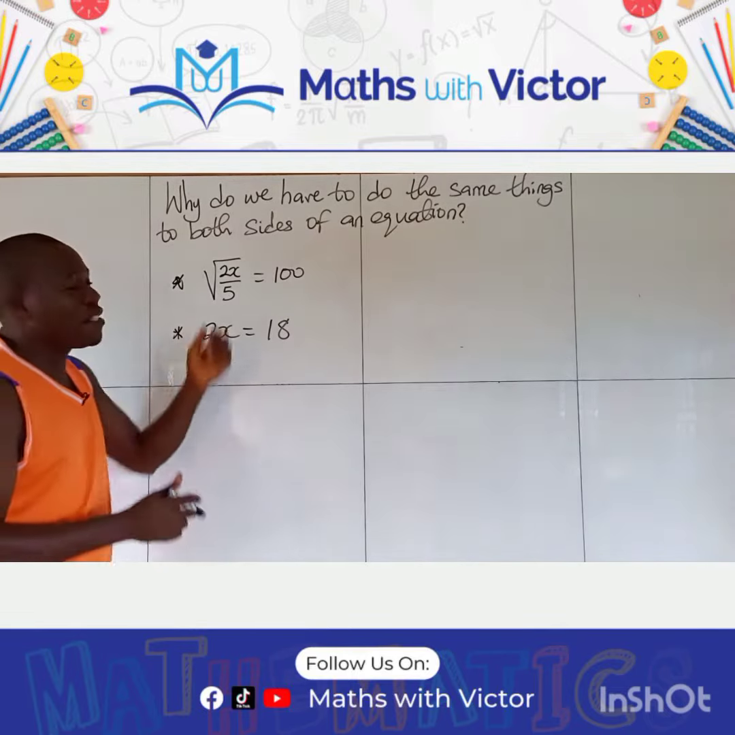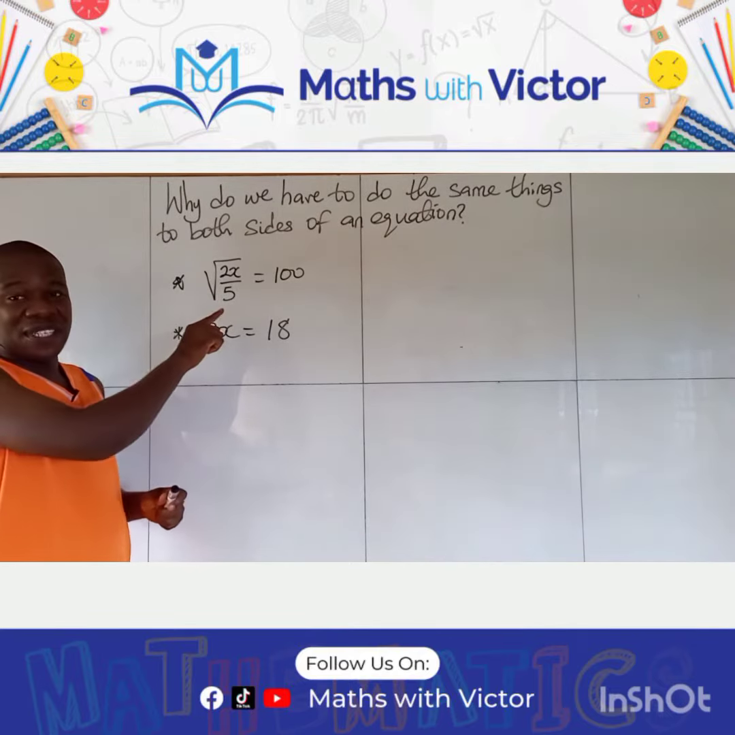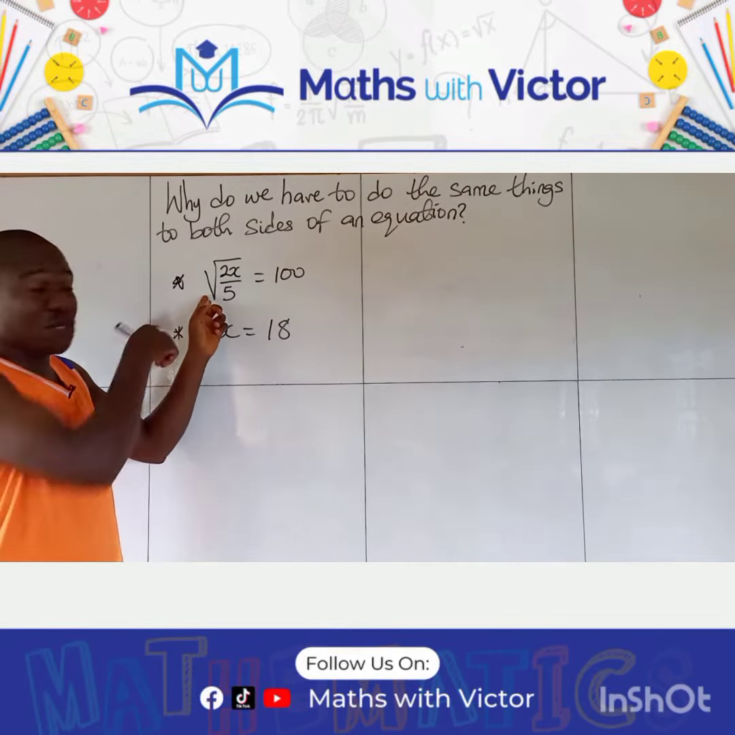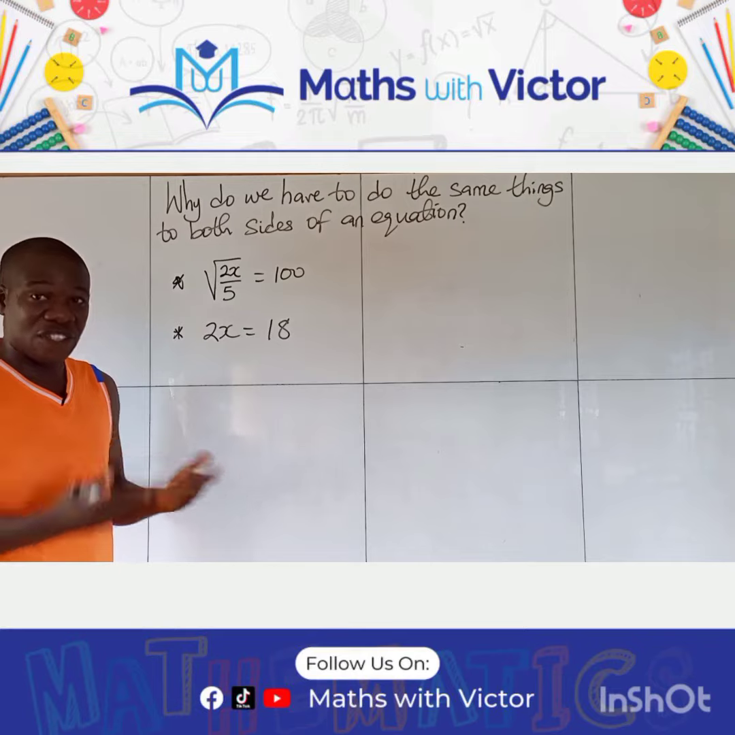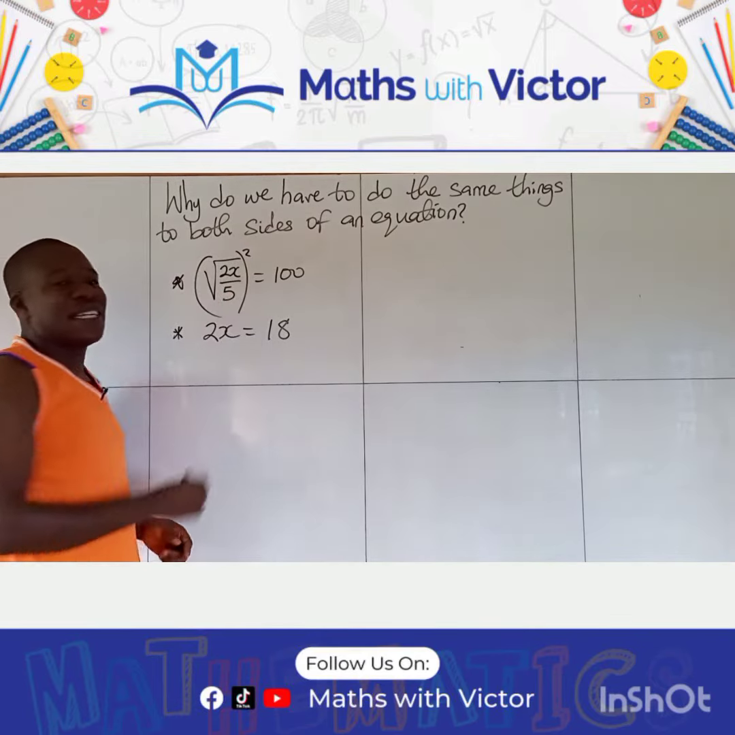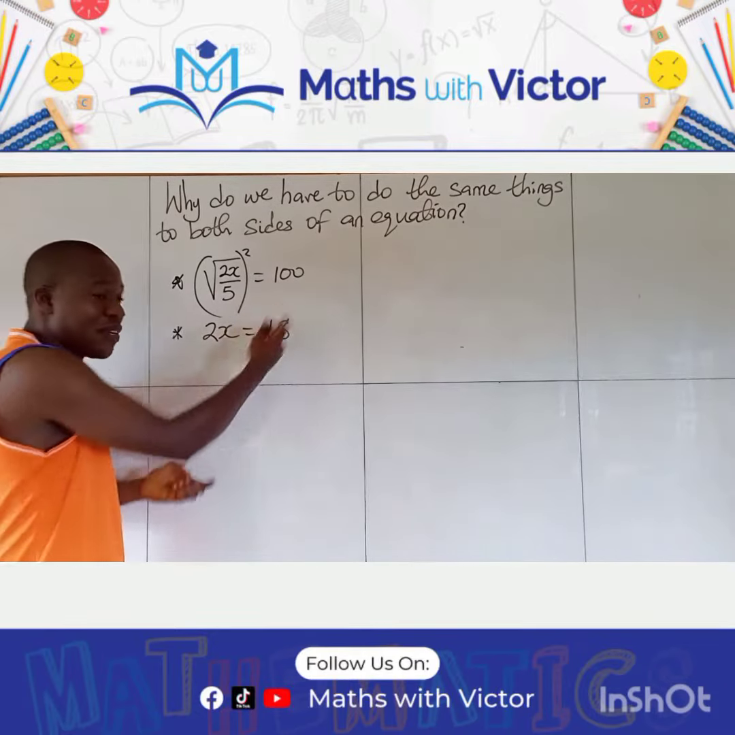For instance, if I'm solving this equation, of course, I'm looking for x, and I want to eliminate this square root. This is the square root I need to eliminate. And the only way to eliminate a square root in maths is to square the square root because they are inverse operations. But if I'm squaring this to eliminate this square root, I have to square this as well. Why? Why should I square both sides?